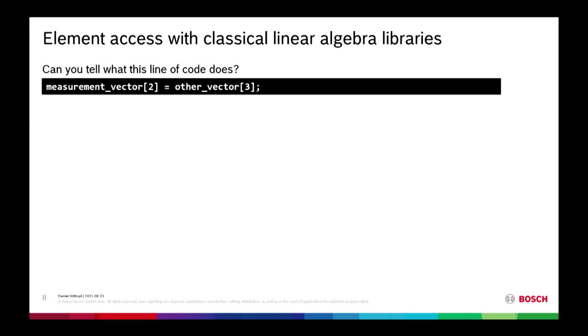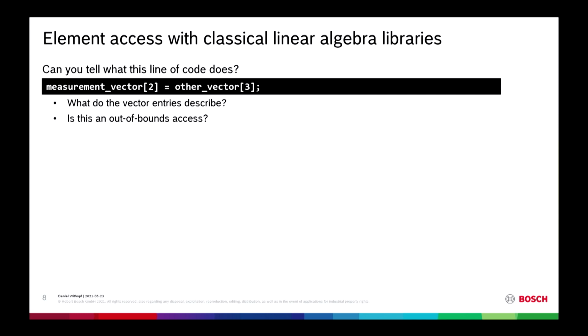Now I also want to explain a little bit about my motivation or the background where I started off. So in our application, we often have linear algebra code. A code line might look like this here, where we have an other vector. We access it at index 3, and then we assign it to measurement vector at index 2. Now, I'm not sure if you have any clue what this code is doing. It was the same for me.